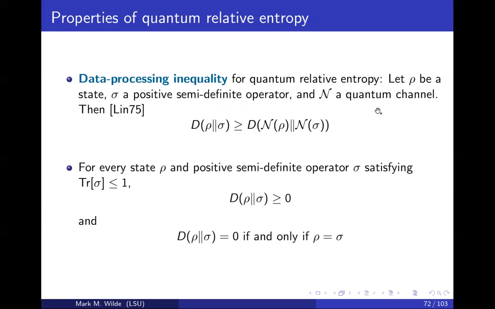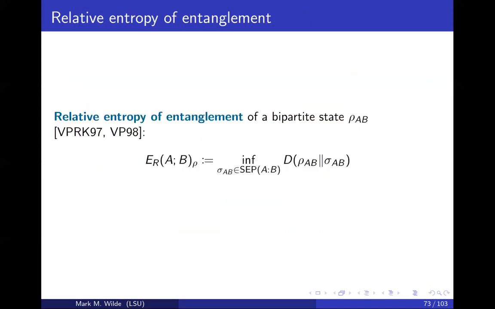Another one is that suppose you have a state rho and sigma is a positive semi-definite operator such that its trace is less than or equal to 1, then the quantum relative entropy is non-negative. Okay, so if sigma is a state, then the quantum relative entropy is non-negative. And furthermore, it's faithful in this sense that it's equal to 0 if and only if rho equals sigma.